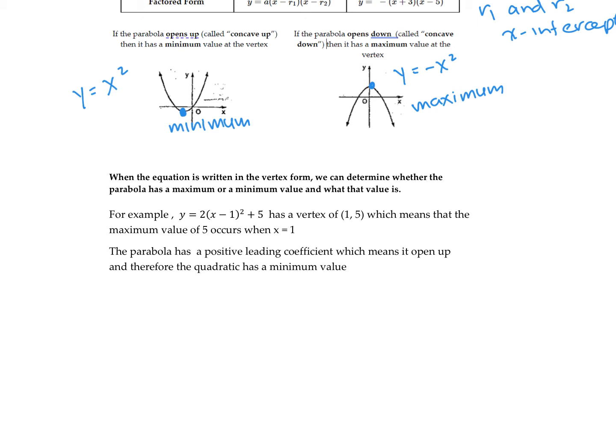For example, I have this parabola in vertex form, y equals 2 times (x minus 1) squared plus 5. It has a vertex of (1, 5). Remember that it's x minus h plus k, so h is the value of the x-coordinate, not negative 1, it would be positive 1. It has a positive leading coefficient, which means it's going to open up. The vertex is located at (1, 5), so it has a minimum value at x equals 1.